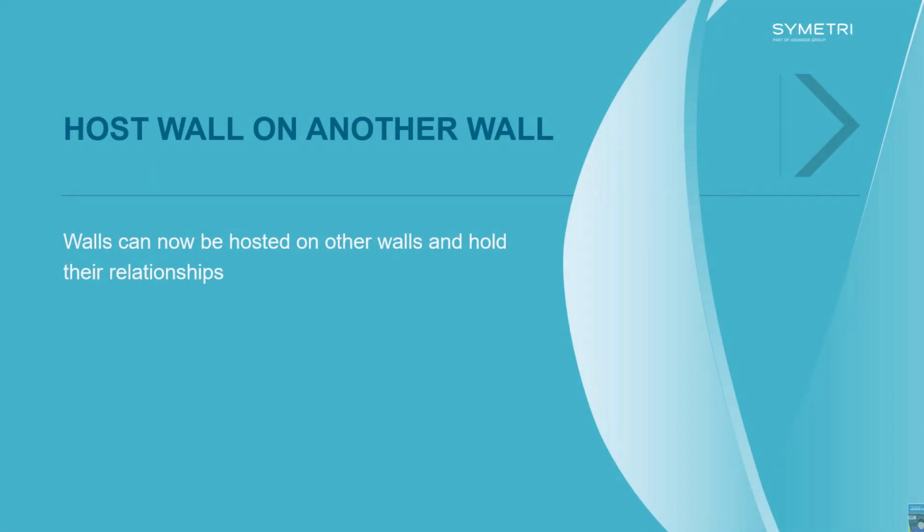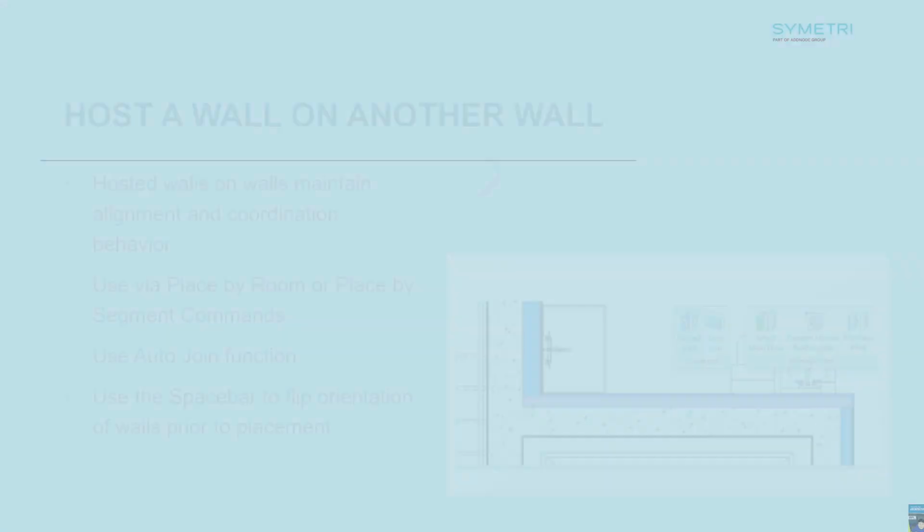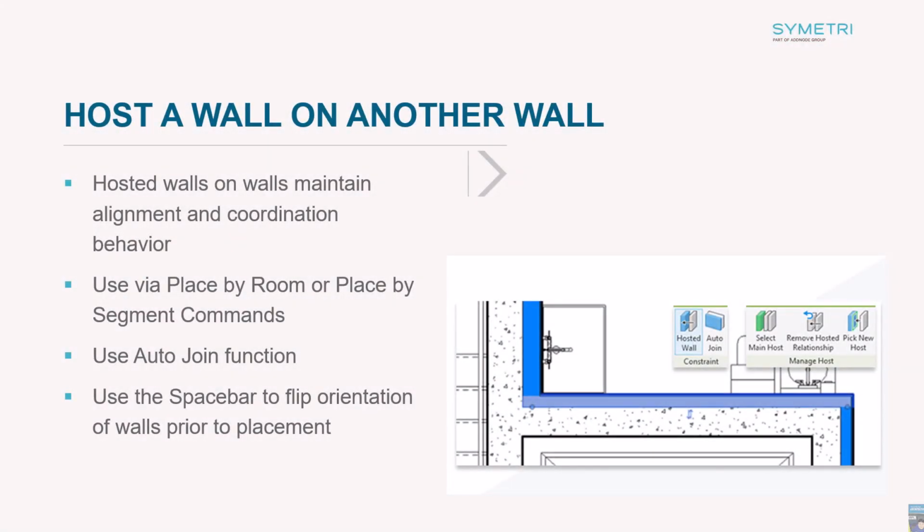Hosting walls on another wall. So this was pretty much evolutionary, if you think about it, in the ability of 2026 to have the ability to create walls via picking within a room or placing by segment. The hosting of the wall on another wall is on by default.